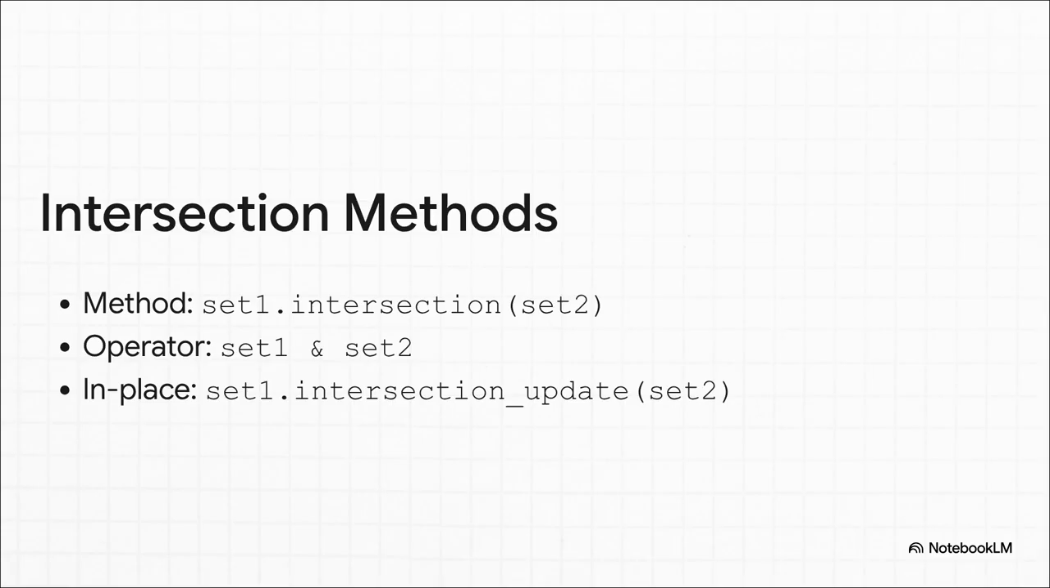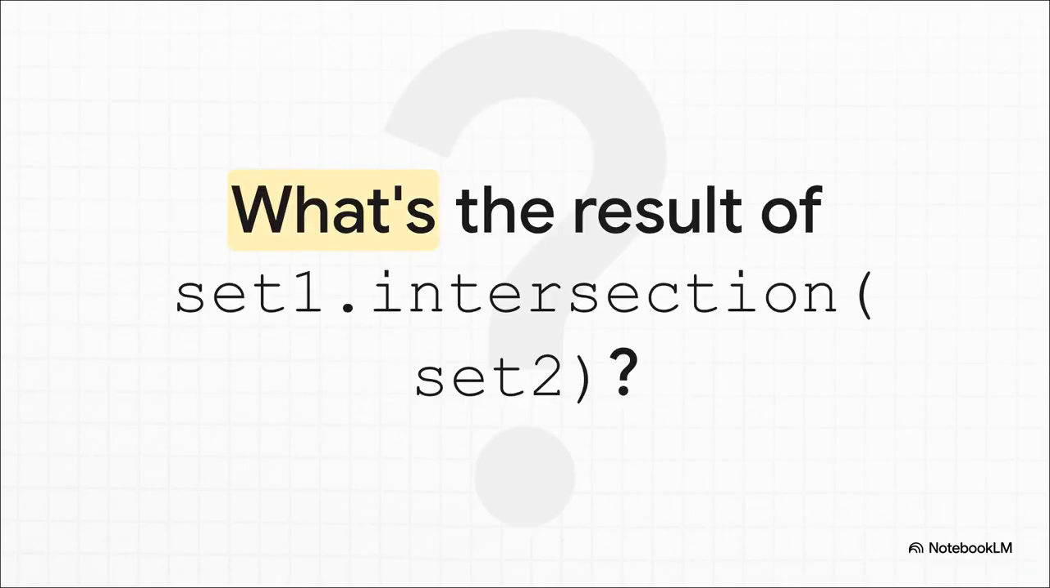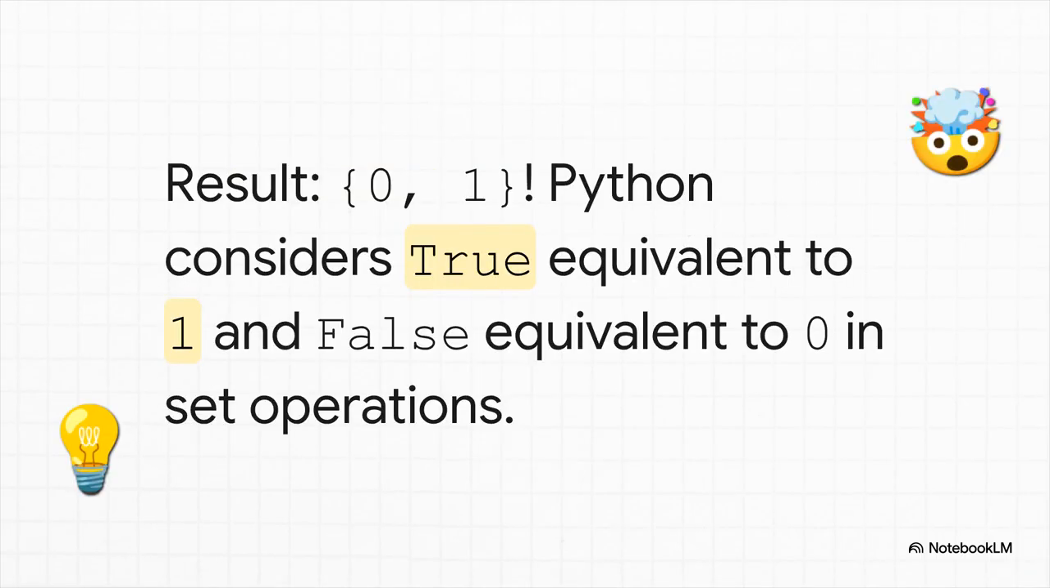.intersection_update, which changes your original set to only hold the shared items. All right, get ready for a little pop quiz. This one can be tricky. Take a look at these two sets. Set 1 has the numbers 1 and 0. Set 2 has False and True. What do you think you're going to get when you find the intersection of these two? Ready for the answer? It's 0, 1.